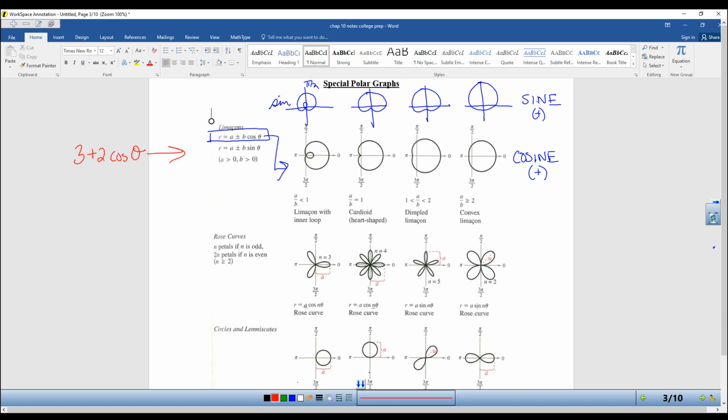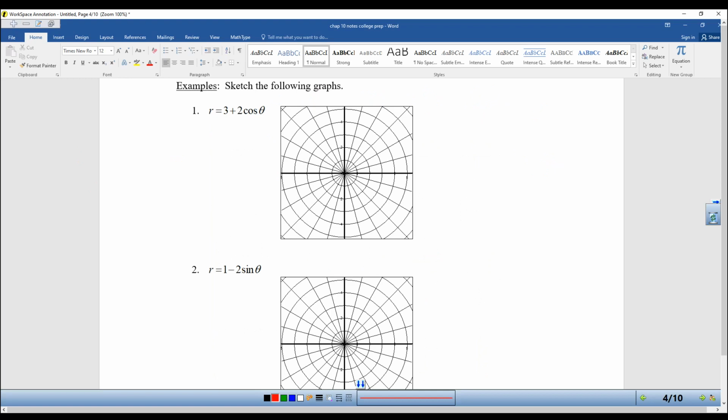So I know I'm looking at a limacon, and I see that a is greater than 0 and b is greater than 0, but I need to know their ratio. 3/2 is 1.5. That's between 1 and 2. So now I know that it's going to be this dimpled limacon. And since it's a cosine, it's actually going to look just like this. So that's great. Now I have a good idea of what it's going to look like before I even start. So how do I actually graph it?